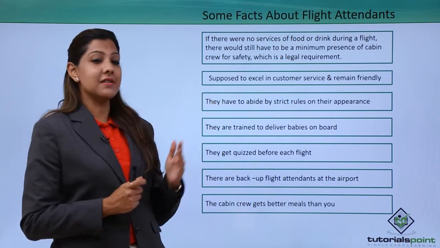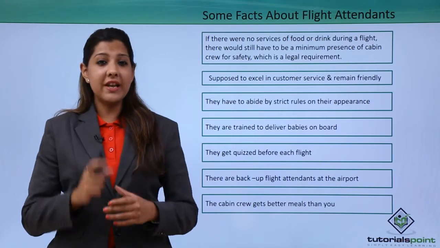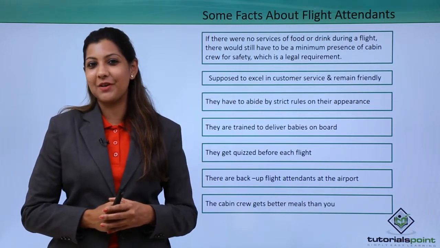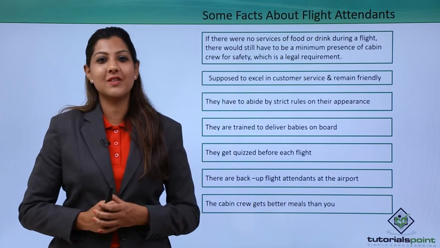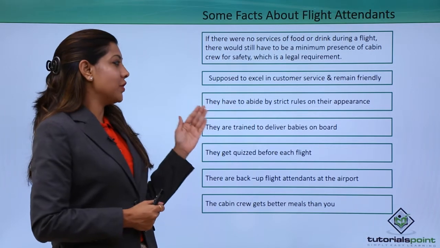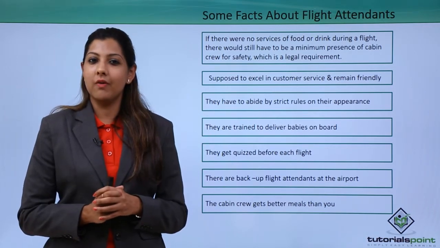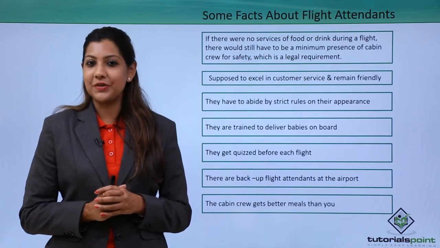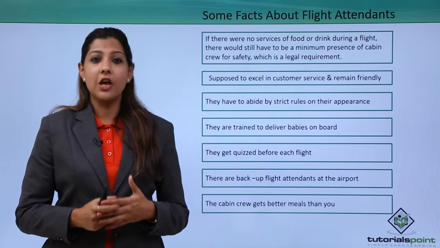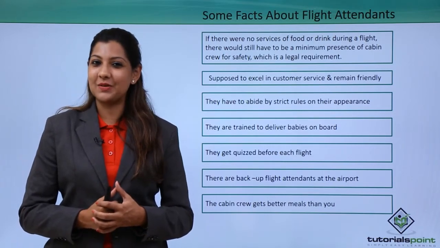They are supposed to excel in customer service, and they have to be extremely friendly. You will never ever see a look of anger on a flight attendant's face because that is their main role and responsibility. Always have a smile on the face. They are to abide by strict rules on their appearance. Well, to be a cabin crew is not an easy task. You have to really take care of your skin, your weight, your grooming, your overall appearance, and that's what's important.